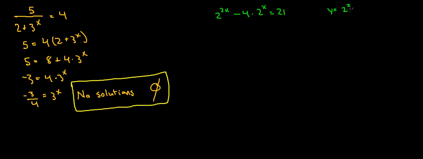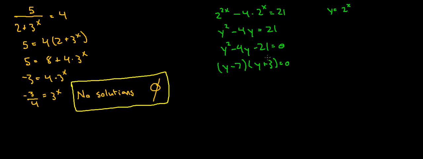If I replace 2 to the x with y, I'm going to get y squared minus 4 times y is equal to 21. I can now treat this as a regular quadratic equation. So two numbers that multiply to be 21 and add to be minus 4 would be minus 7 and positive 3. y is equal to 7 and y is equal to minus 3.